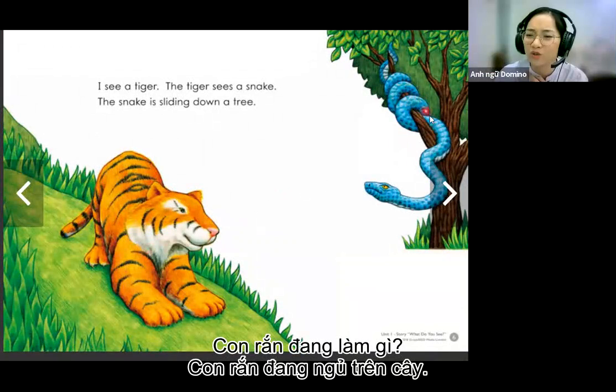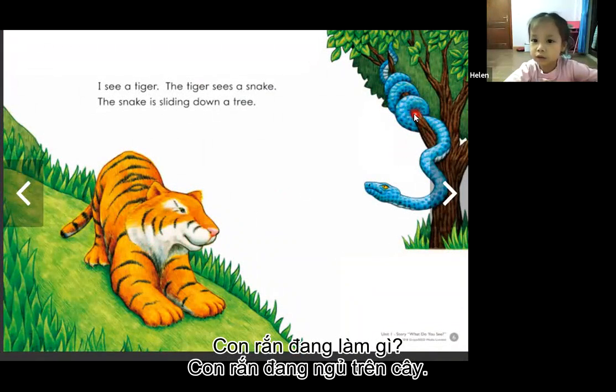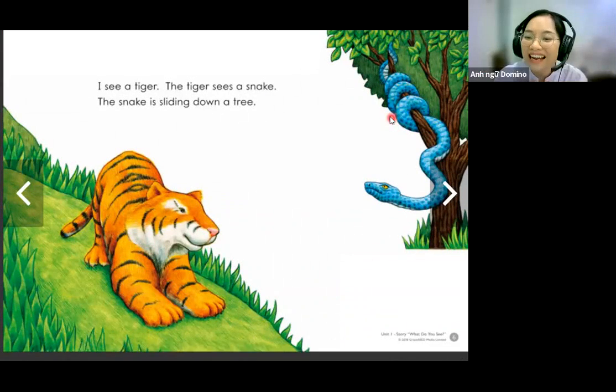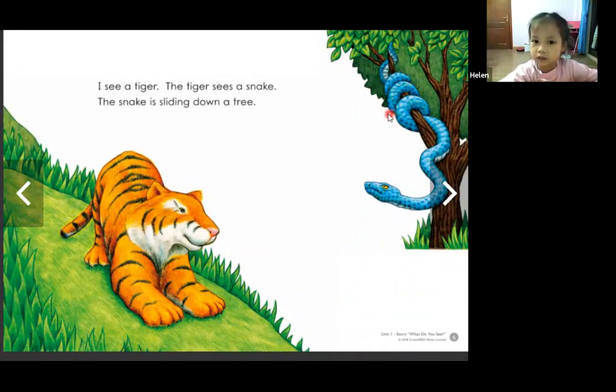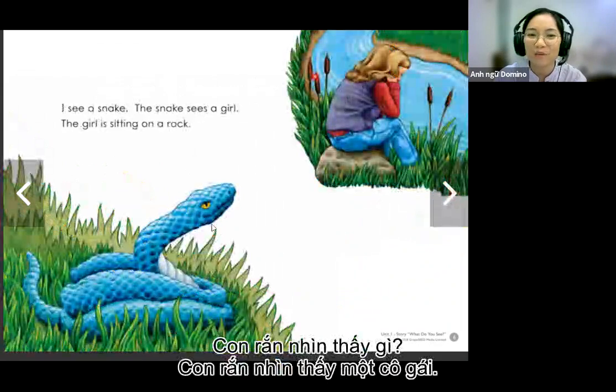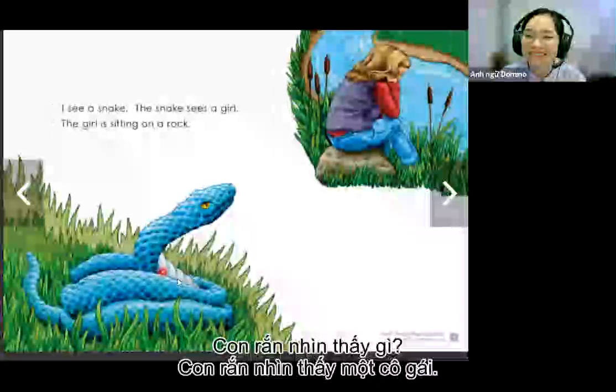What is the snake doing? A snake. Tail in the tree. Is it sleeping or sliding? Tail in the tree. The sliding. Say again. Sliding. Sliding down the tree. Good. And what does the snake see?